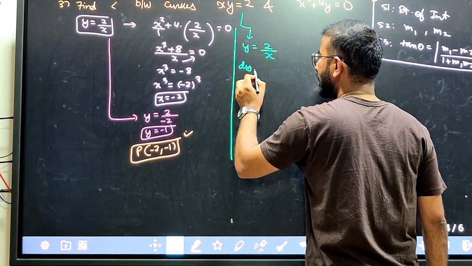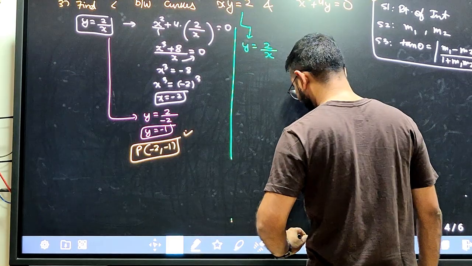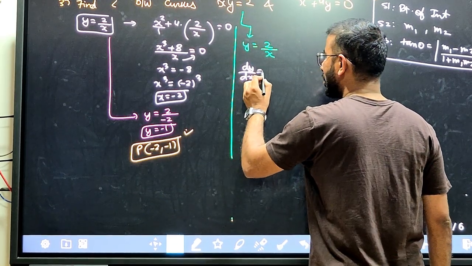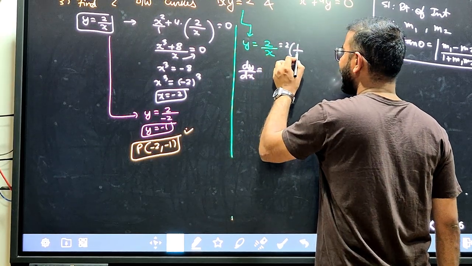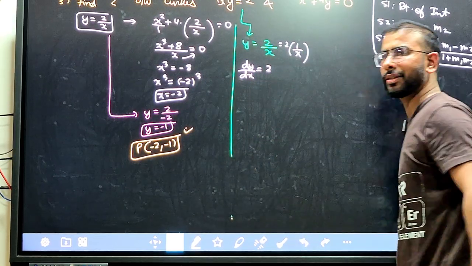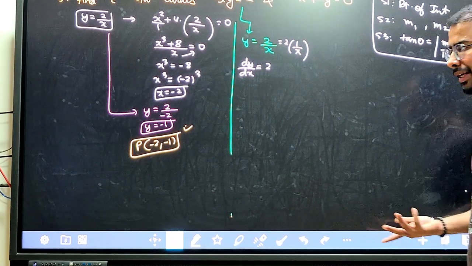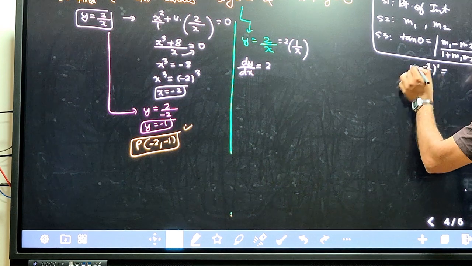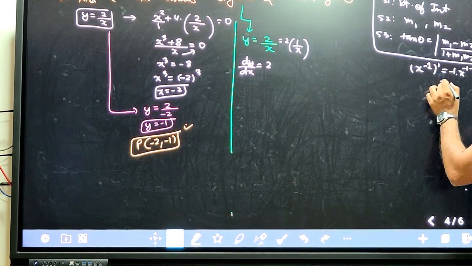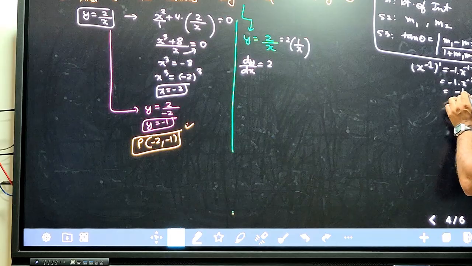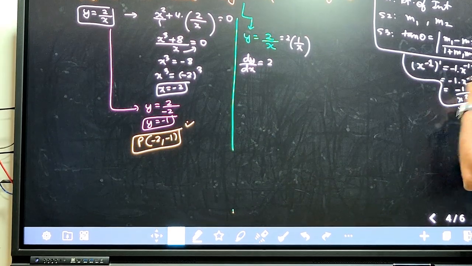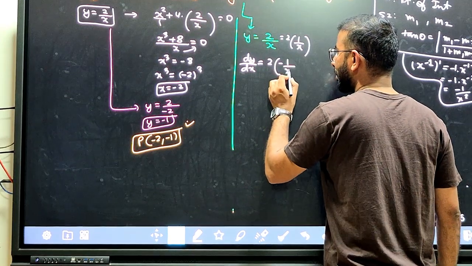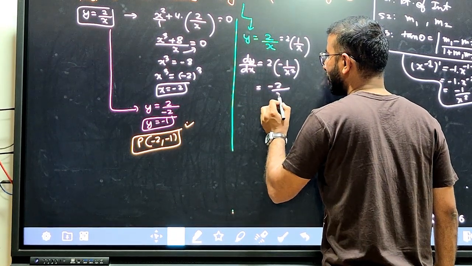Y differentiation is dy by dx. Now, as I said, this can be written as 2 into 1 by x. What is differentiation of 1 by x? Minus 1 by x square. How? 1 by x means x power minus 1. Its differentiation is minus 1 into x power minus 1 minus 1, which is minus 1 x power minus 2, which is minus 1 by x square. So 1 by x differentiation is minus 1 by x square. You should remember this as a result. So what you will get is minus 2 by x square.